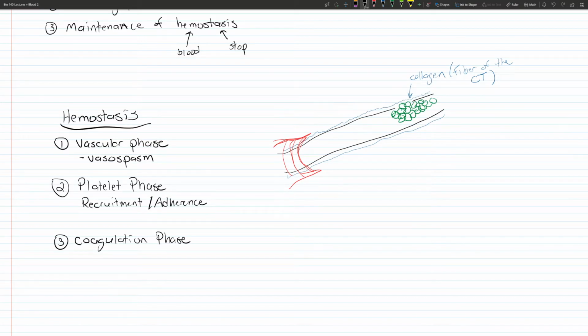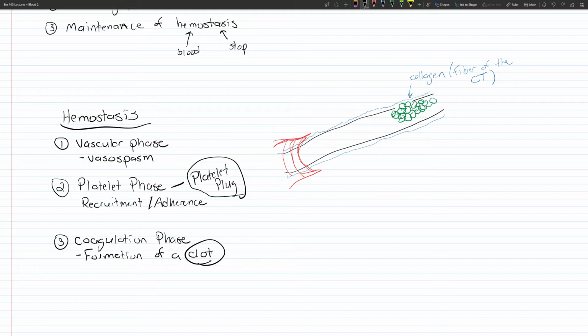And what this is going to be is the formation of a clot. Okay, the formation of a blood clot. Now, the platelet phase will make a platelet plug. Okay, it is different than a clot. It is different than a clot. A platelet plug is the best example.